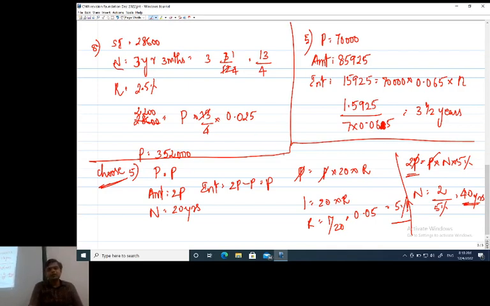In 20 years I know I am getting twice. So when I substitute, 1 by 20 is 0.05. This is R by 100. So R is 0.05 into 100.